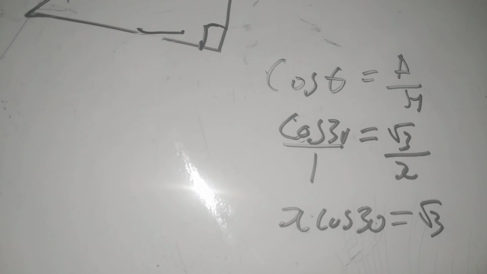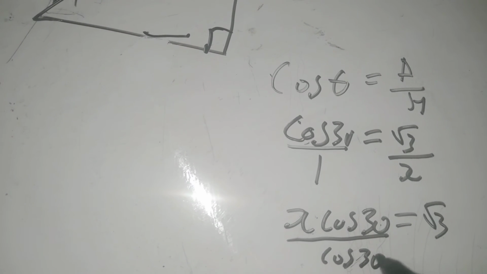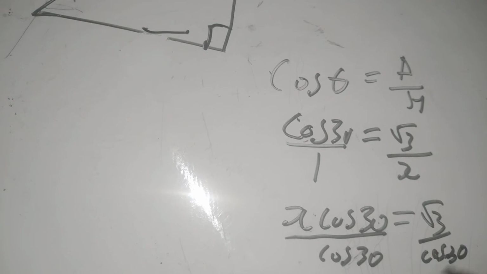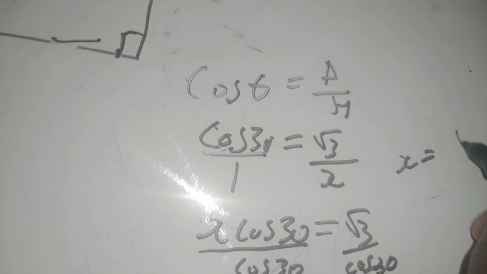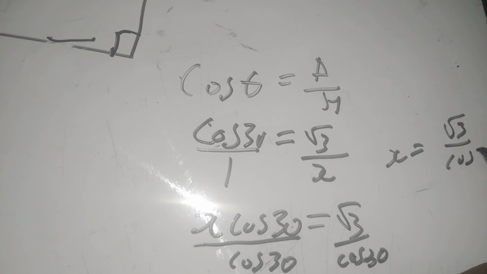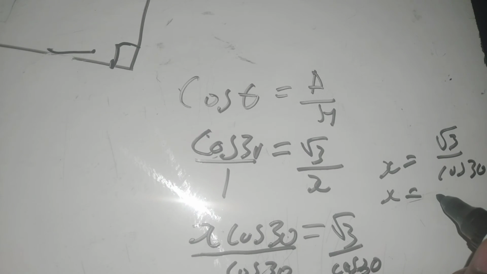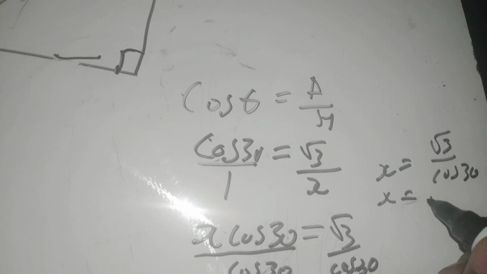So now here we need to remain with x alone. So what do we do? We have to divide both sides by cos 30. Divide by cos 30 as well there. So that this can cancel, and we'll be left with x is equal to square root 3 over cos 30. So the answer is just going to be 2. So it means our hypotenuse is 2.